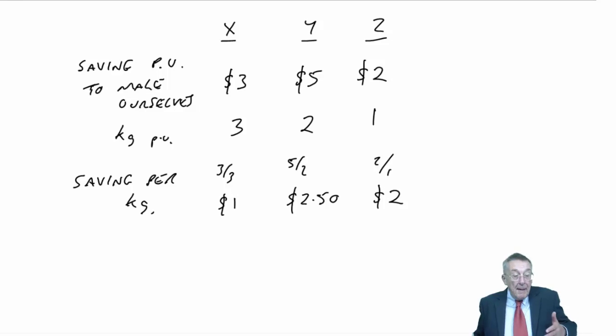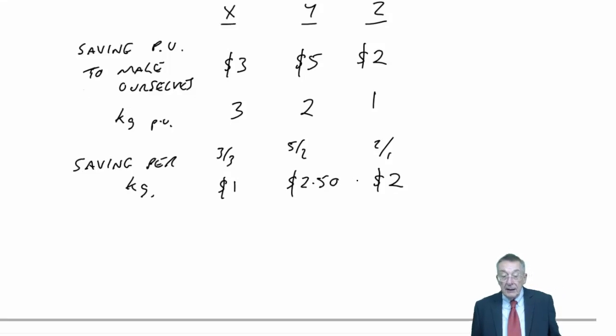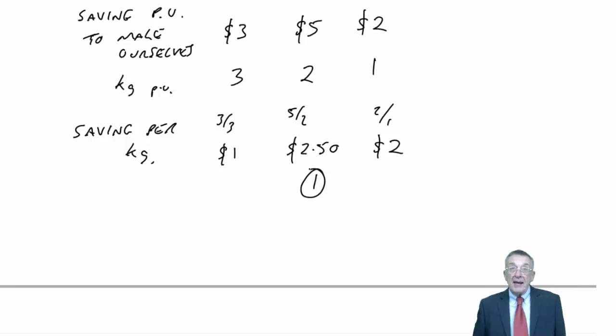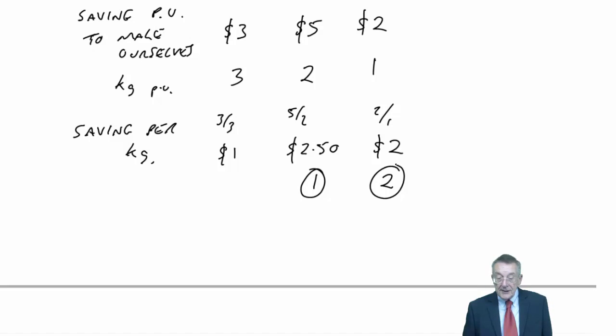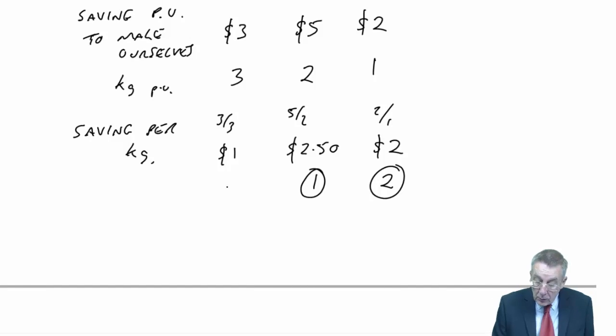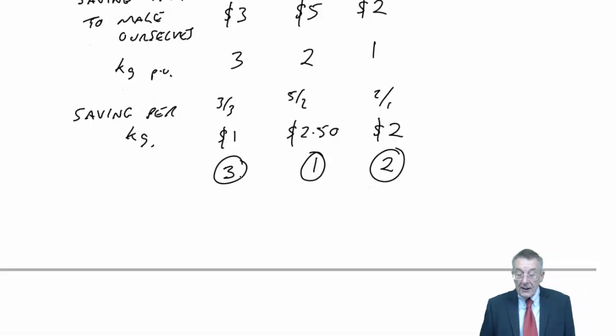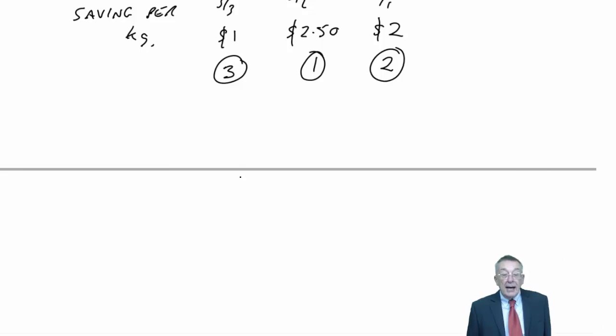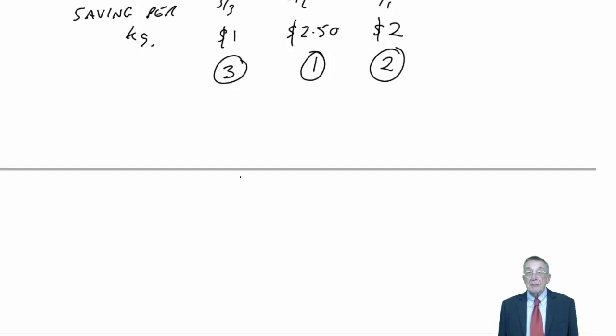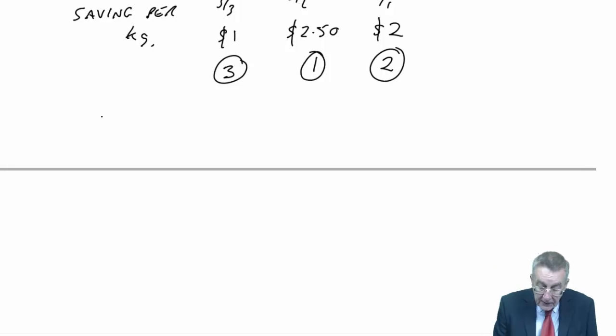So where would we be best using our material? Best would be to use it making Y. Every kilo I use saves me $2.50. Second best would be Z and save $2. Third best would be X and save $1. So now we can work through and decide how many we'll produce of each, and as a result how many we'll buy outside.